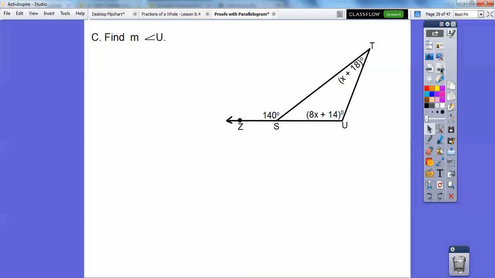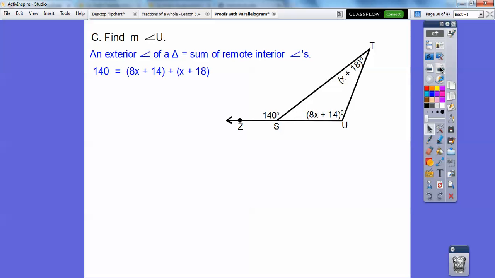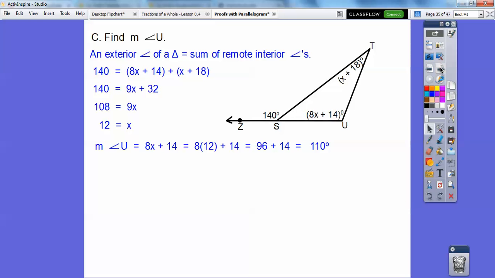All right, let's see what else we have. Find the measure of angle U. This exterior angle is equal to the sum of these two remote interior angles. So 140 equals this plus this right here. If we add them up, we find out x is 12. Remember, x is not the answer. It says find angle U, so plug in 12 next to the 8 and we get 110 degrees, okay? So what's this one right here? You can either plug in 12 right there, or you can just do these two guys add up to 140. It's another way to get that.